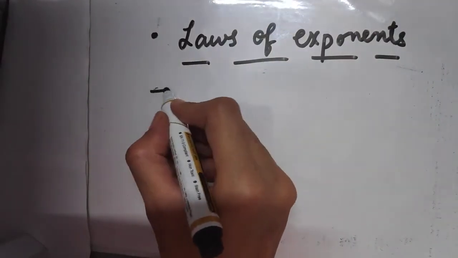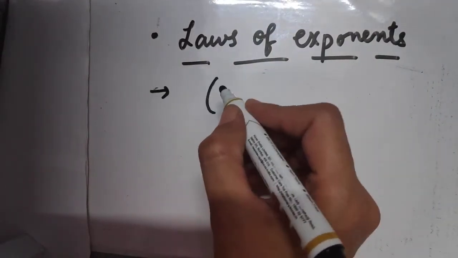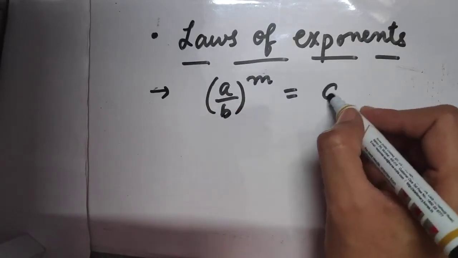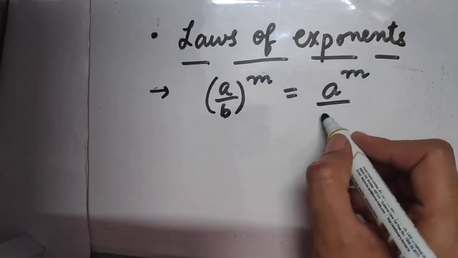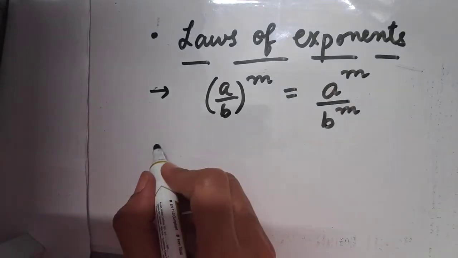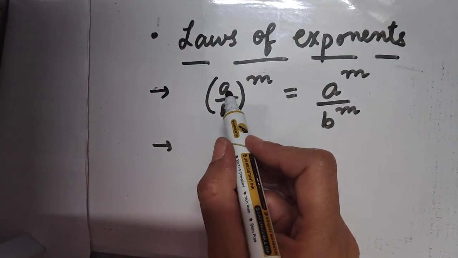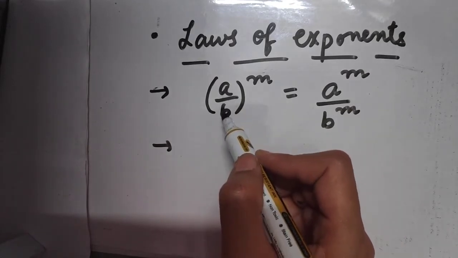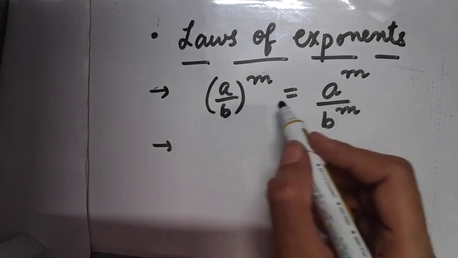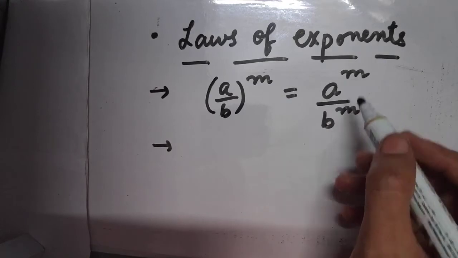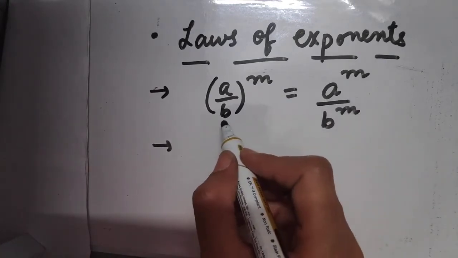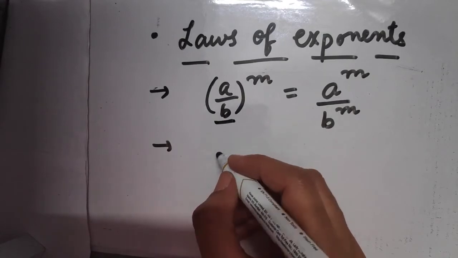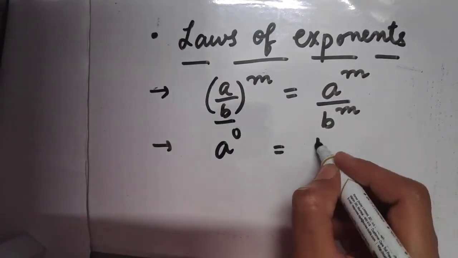After that we have a by b raised to the power m is equal to a raised to the power m over b raised to the power m. Here the bases are different, so a over b raised to the power m will be a raised to the power m, b raised to the power m, and these are being divided. After that we have a raised to the power 0 is equal to 1.